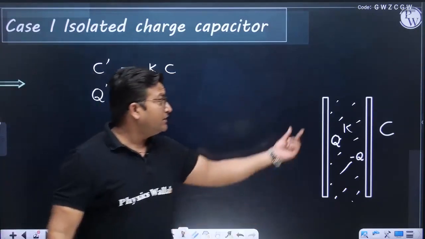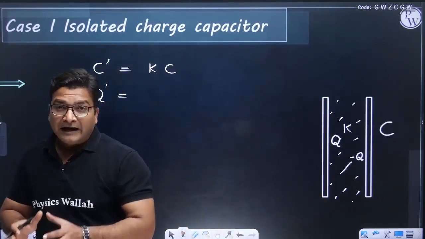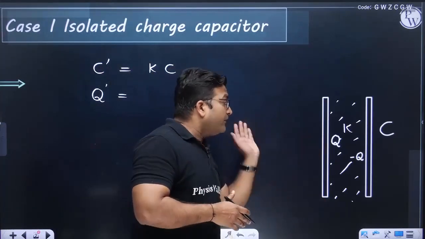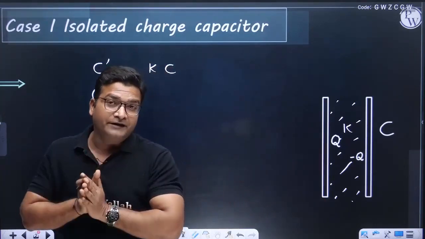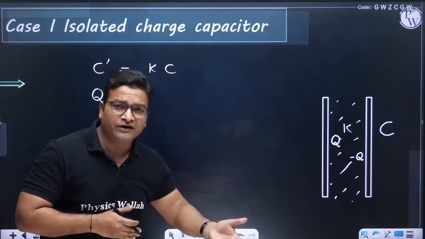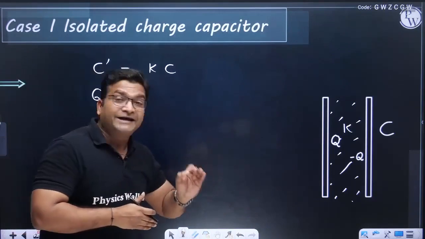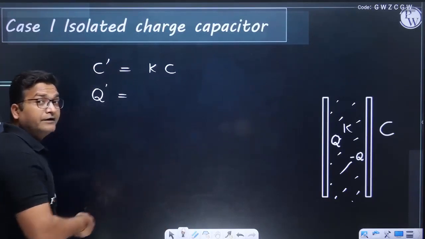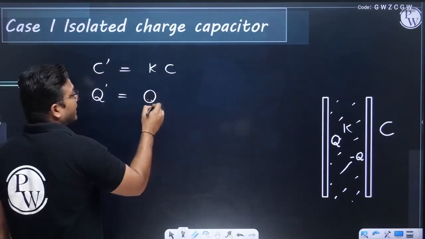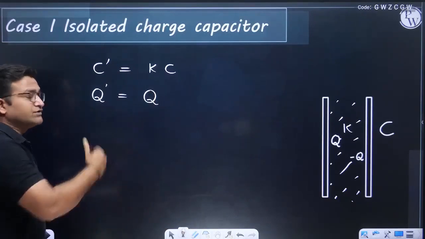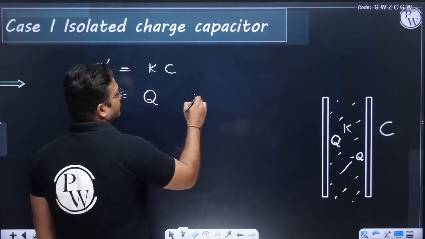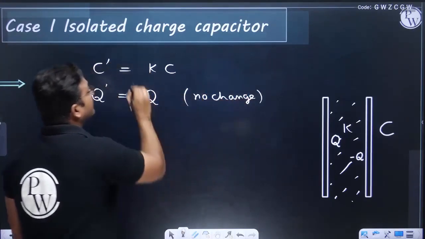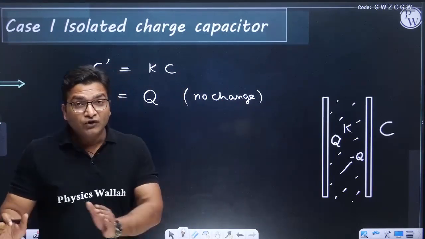The charge on the plate was Q, and the charge has no way to escape. The charge cannot go anywhere from the plate because the plate is isolated. It is not connected to any other part of the circuit or any other conductor. So if charge cannot escape, obviously the charge after inserting the dielectric slab is going to be the same as it was before. So Q dash is equal to Q. No change in charge. Always remember, in an isolated capacitor, there is no change of charge.